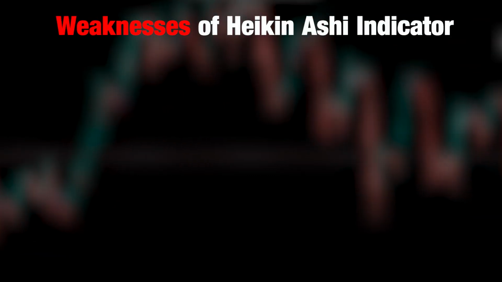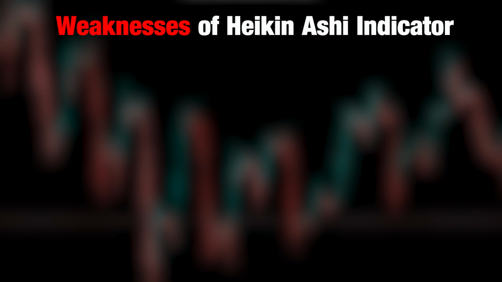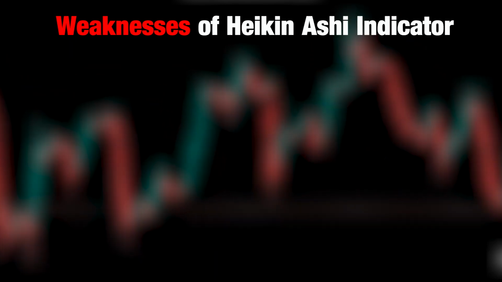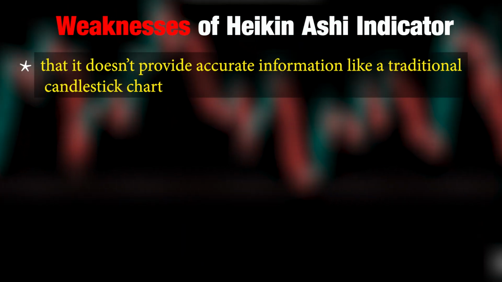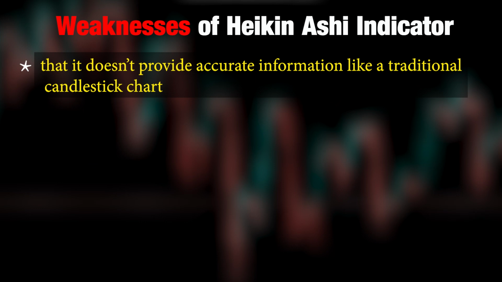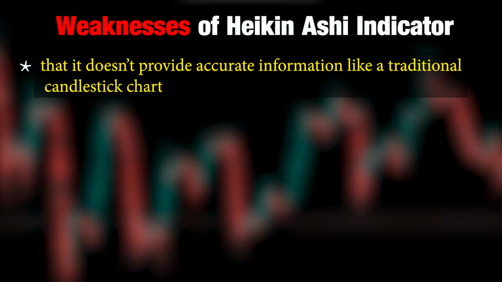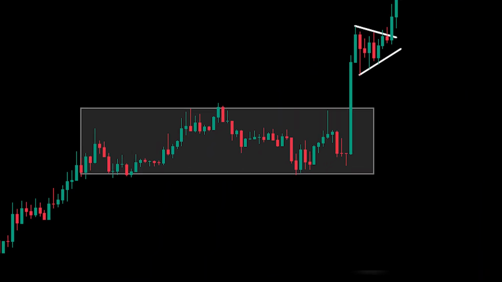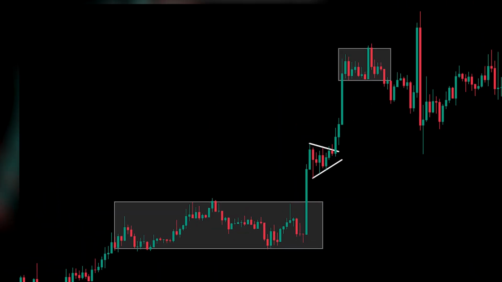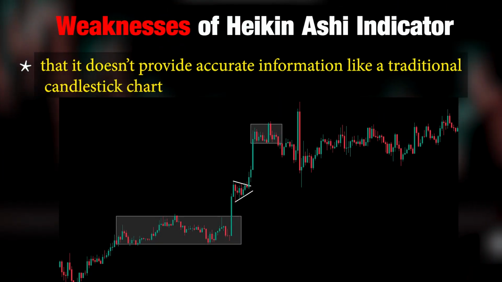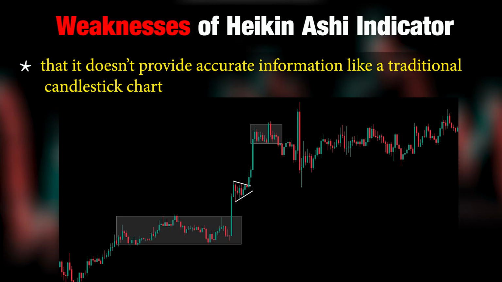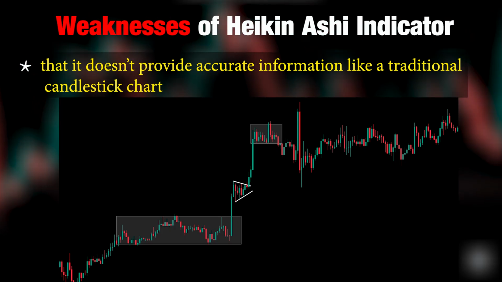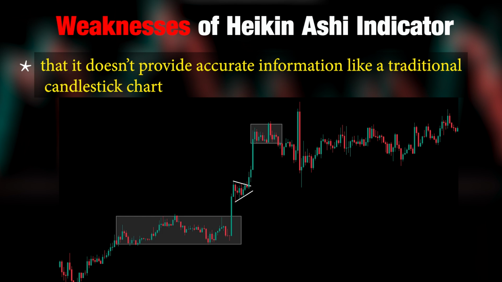Weaknesses of Heikin Ashi indicator. However, like any analytical tool, Heikin Ashi has its drawbacks. One of the biggest issues is that it doesn't provide accurate information like a traditional candlestick chart. This is because the indicator only shows a smooth version of the price and ignores the actual price action. This limitation can restrict analyses such as identifying chart patterns or key support and resistance levels.